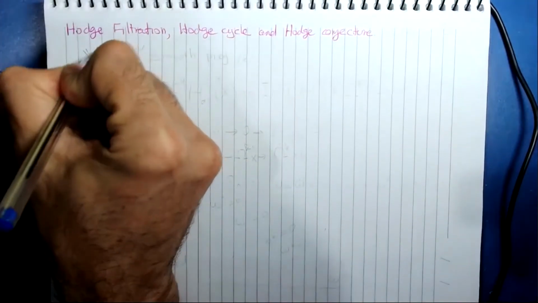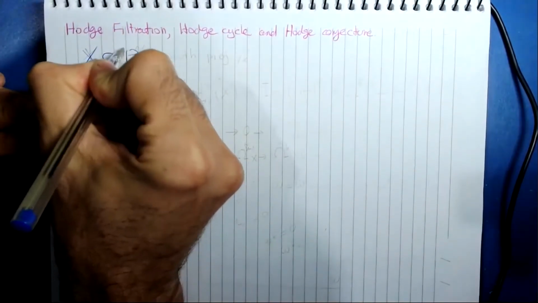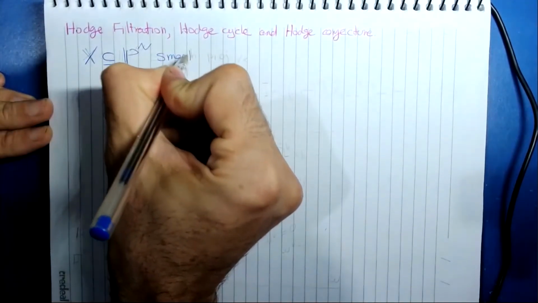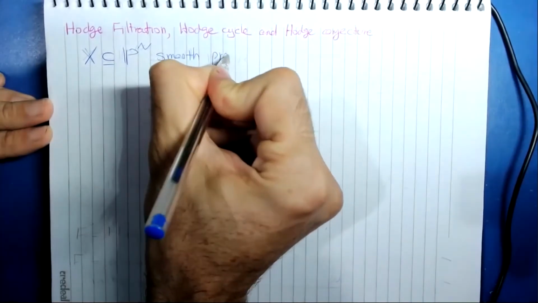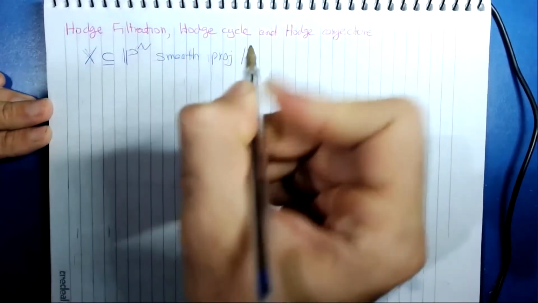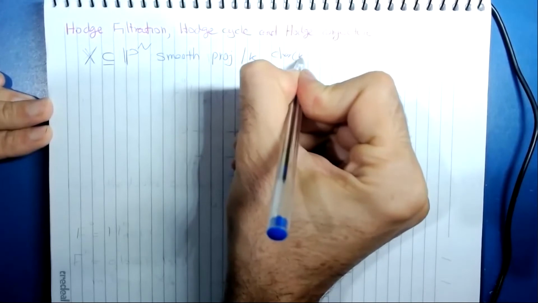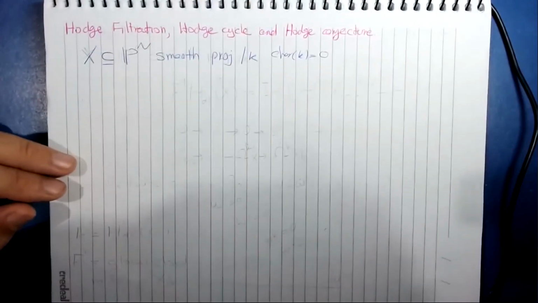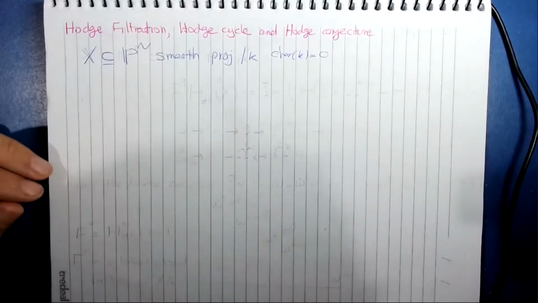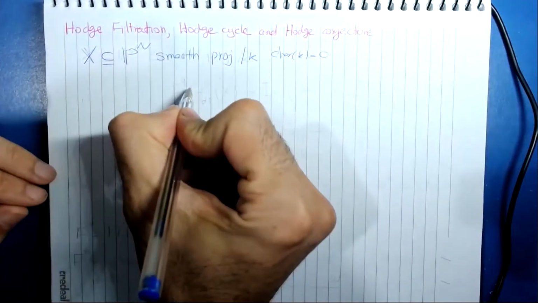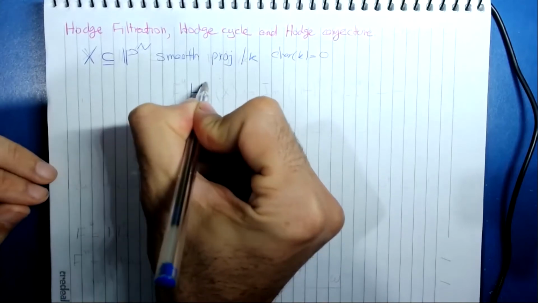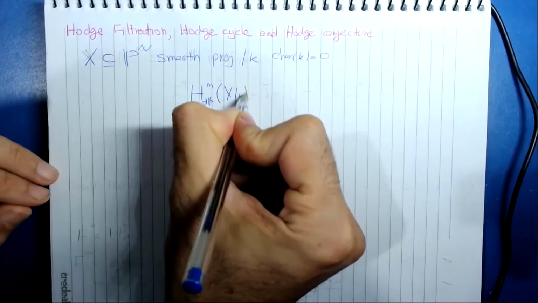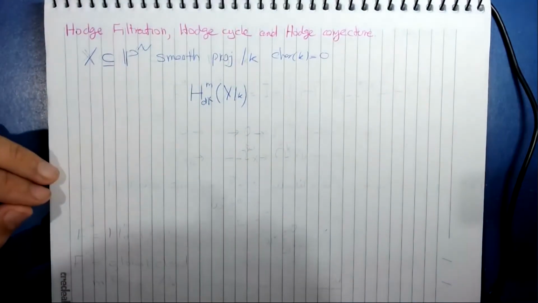So, as usual, we start with a smooth projective variety over a field K, with characteristic of K equal to 0. In the first video, we introduced the algebraic de Rham homology. And in this video, we show that this algebraic de Rham homology of X over K has a natural filtration.